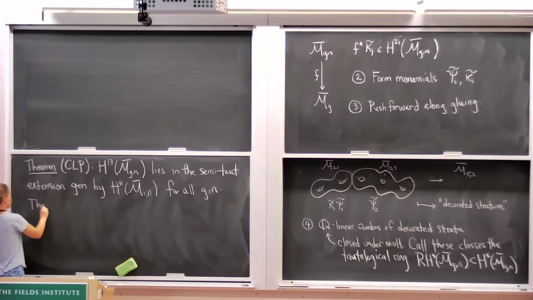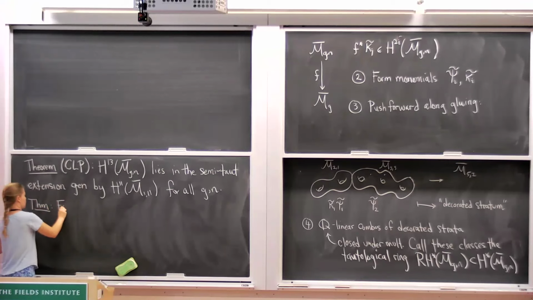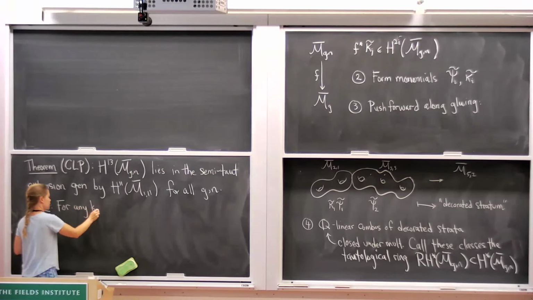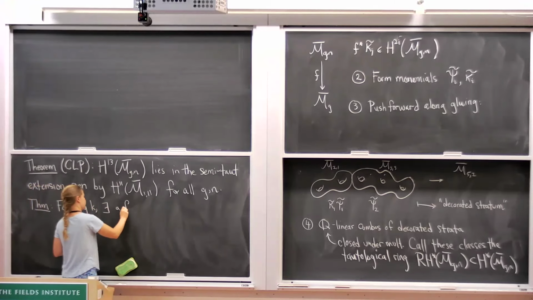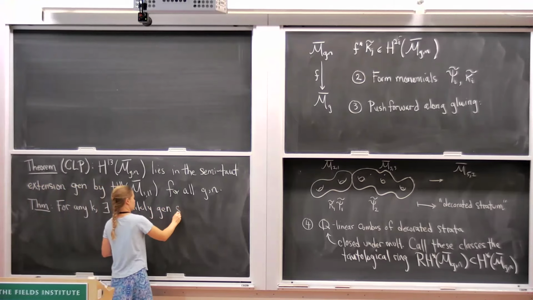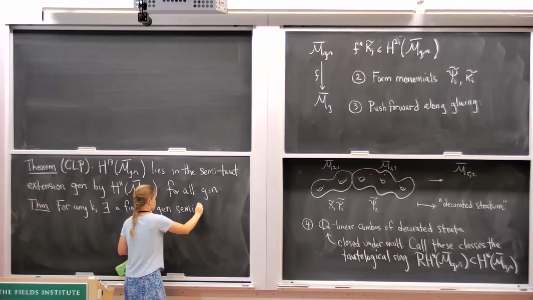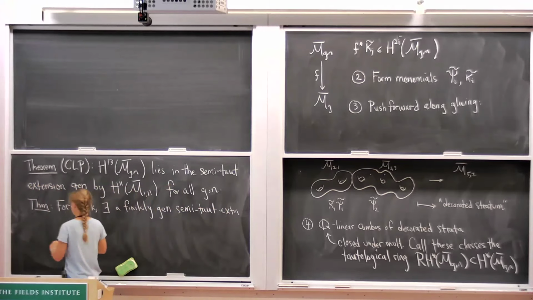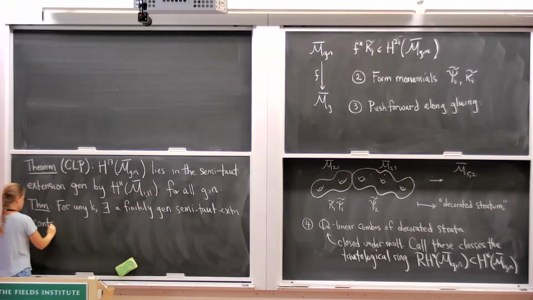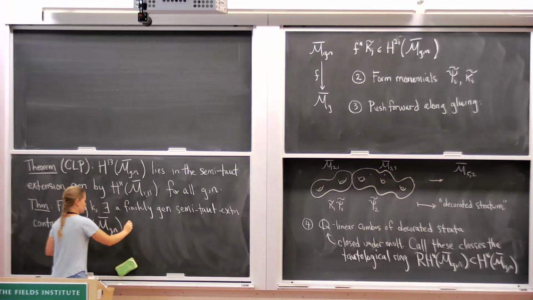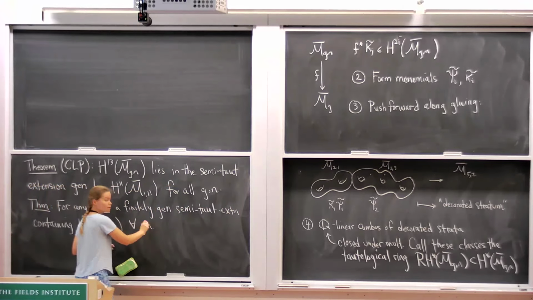for any k, there exists a finitely generated semi-tautological extension containing H^k of M_{g,n} bar for all g and n.